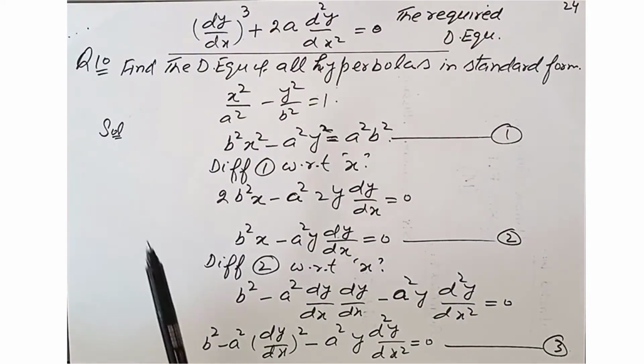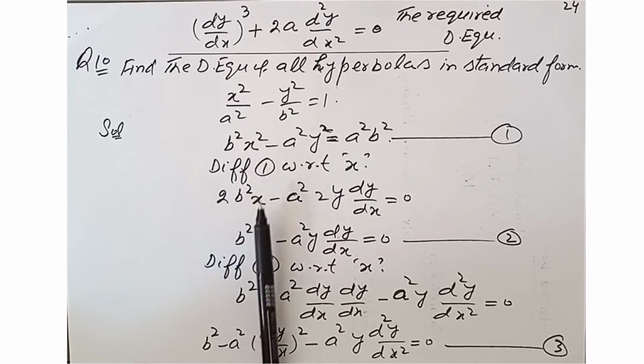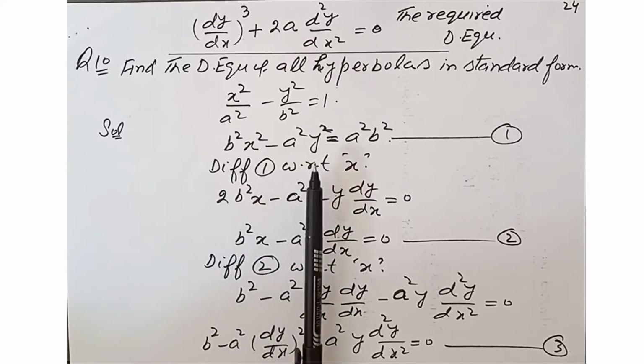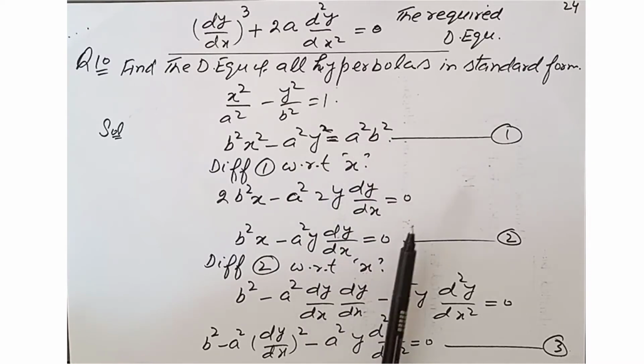Differentiate this equation 1 with respect to x. Derivative of x square is 2x and b square is constant. Derivative of y square is 2y dy by dx, and this term is constant. Its derivative is 0. Now dividing by 2 we have b square x minus a square y dy by dx equal to 0.